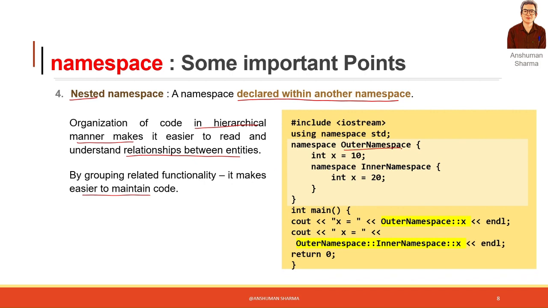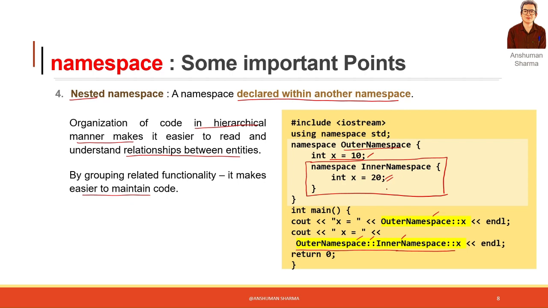We have an outer namespace. We have defined a namespace and defined a variable x as its member. Then we have defined another namespace within it. So this indicates that this is a nested namespace, because we have again defined a variable x. Now in order to access this x of the outer namespace, we have to prefix the name of the namespace. But for the inner namespace, you have to prefix it like this: outer namespace, colon colon, then inner namespace. This is the prefix you have to use if you want to access the variable that is part of the inner namespace.